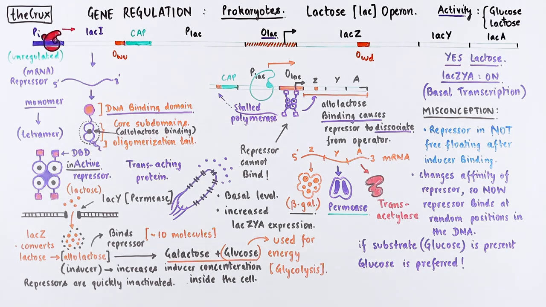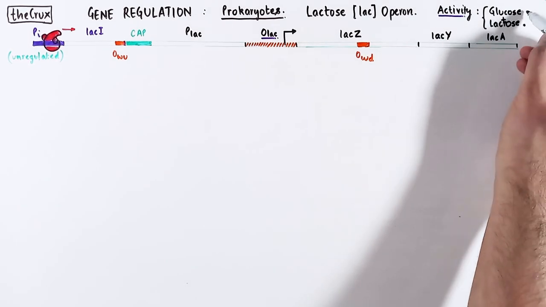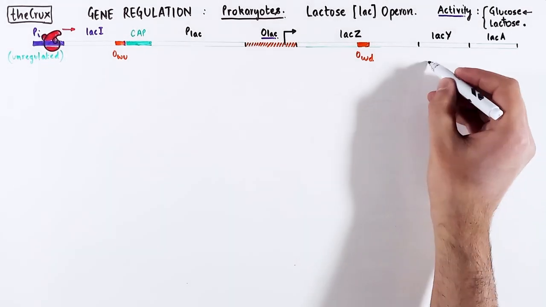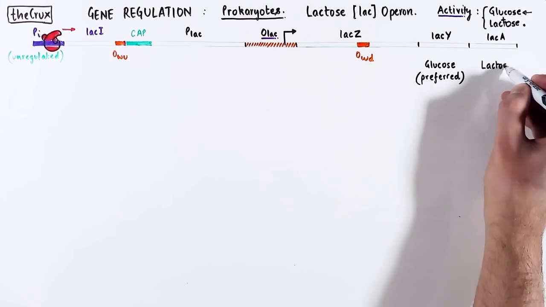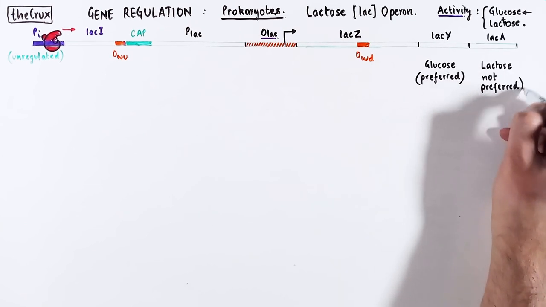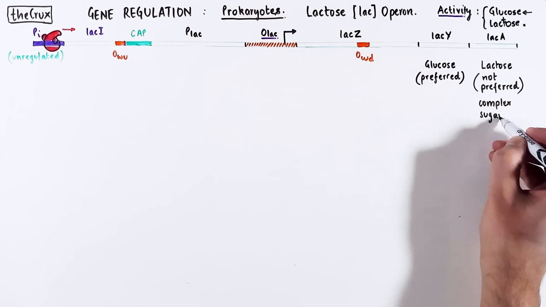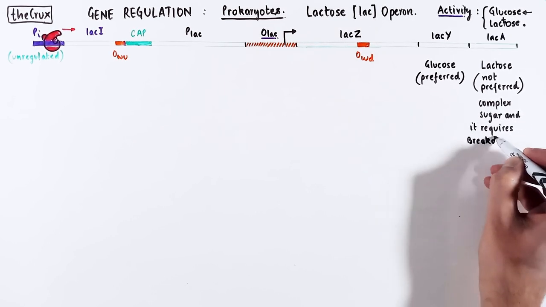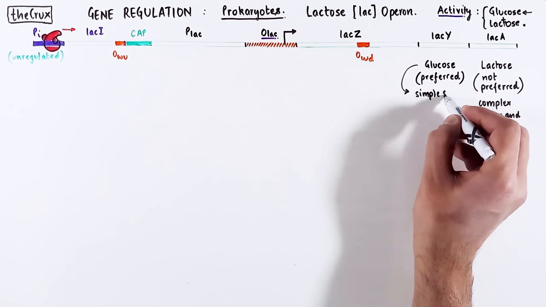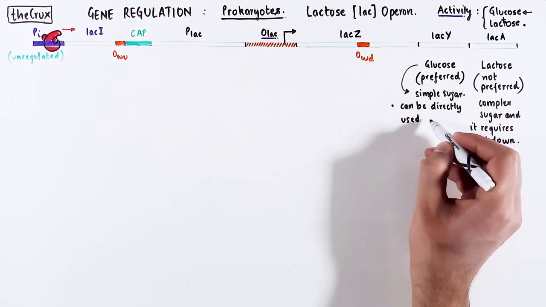And this is a perfect segue to the next scenario, where, say, glucose, the preferred substrate, is present, and some lactose, which is not the preferred sugar, may or may not be present. Again, lactose is not preferred over glucose because lactose is a complex sugar, and it requires breaking down versus glucose, which is a simple sugar, and that can be directly used.